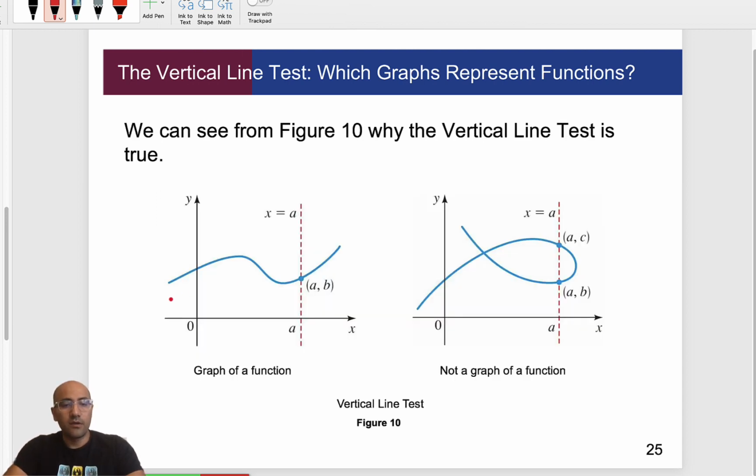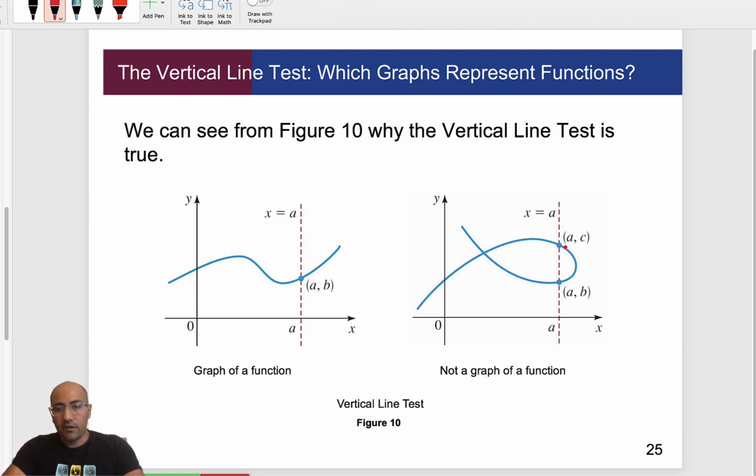So here are some examples. If we have this blue graph, what we want to do is visually inspect it. Think about this line sweeping back and forth, and we're keeping track of where it crosses our curve. So if it only touches it at one point at a time, no matter where you slide it, then the curve is the graph of a function.